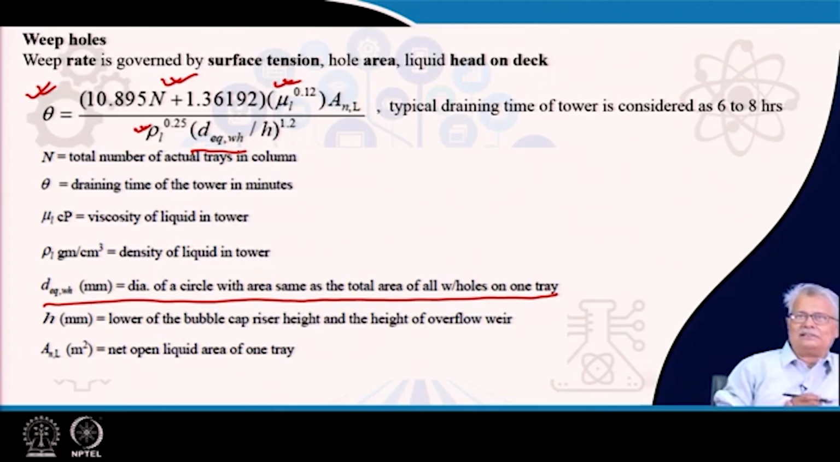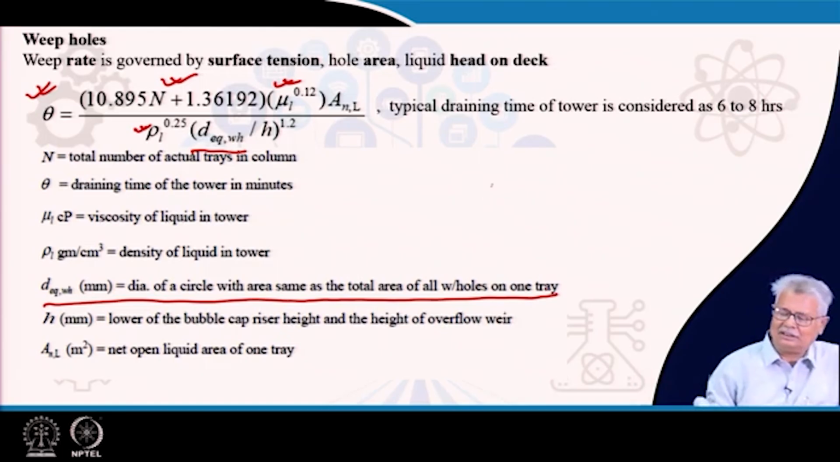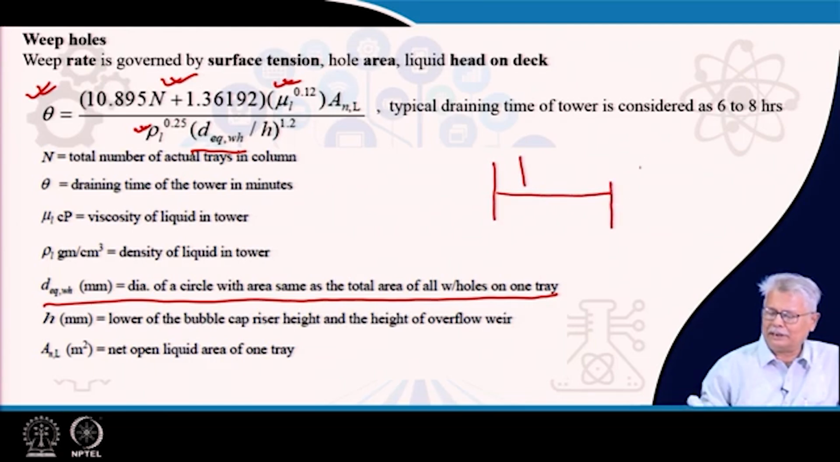Now, there is one more interesting thing: how much liquid is to be drained. How much liquid is to be drained depends on how much liquid was present. So, when you have a tray which is not in operation, you have an outlet weir which is here. So, naturally, if there is no draining, this will be your liquid level.